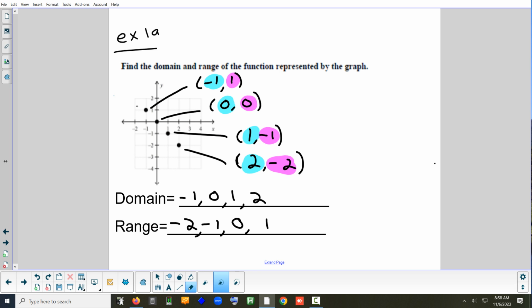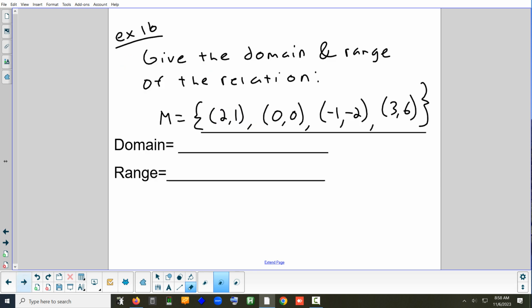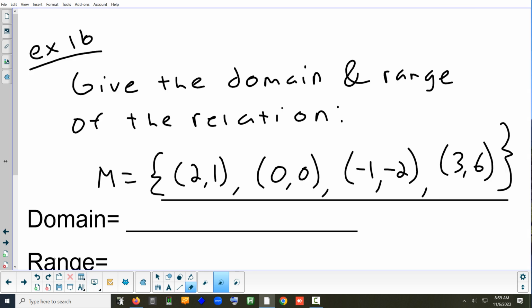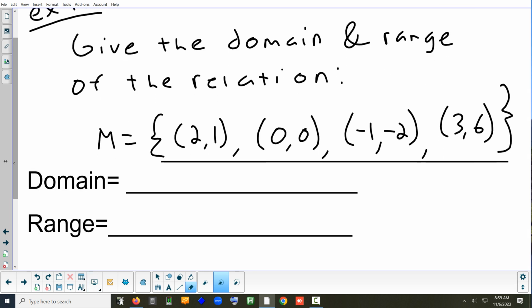Any question on that? All right, so that's that one. Okay, here's another one, a little bit more similar to the first one. It says give the domain and the range. And you guys have the directions, but you need to fill in the 4 coordinates that come after it.